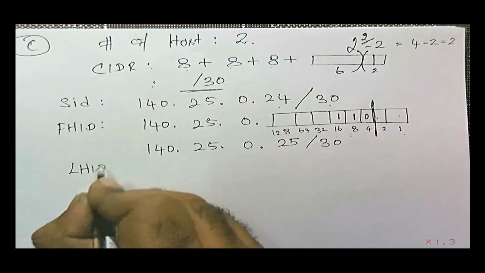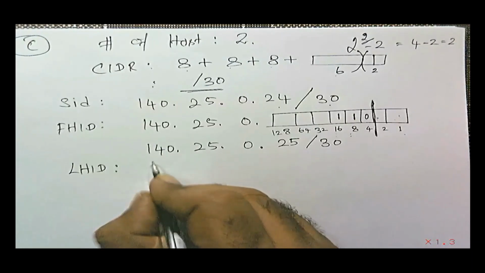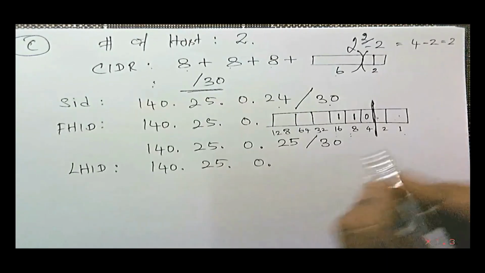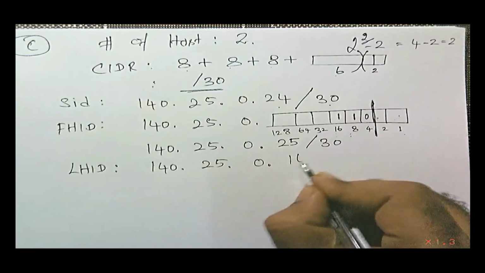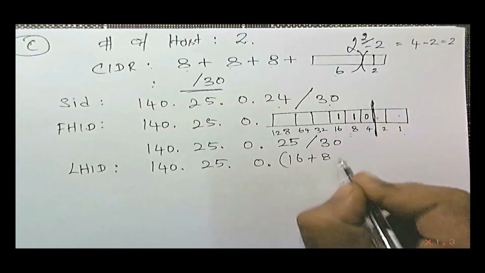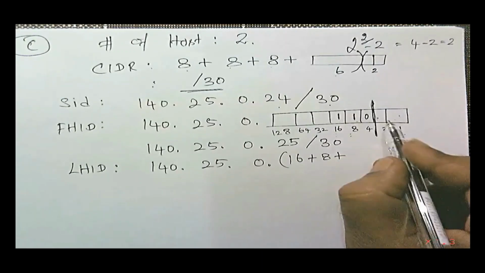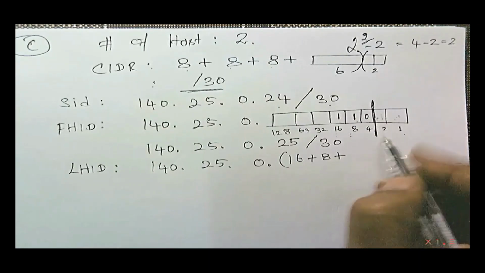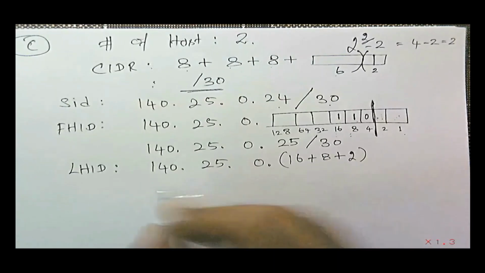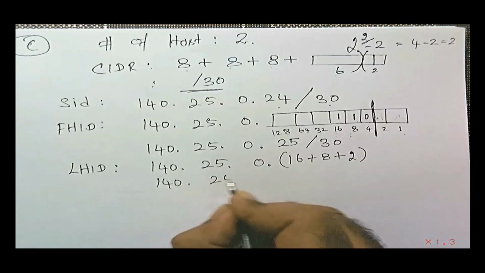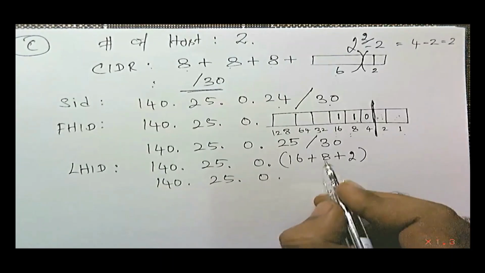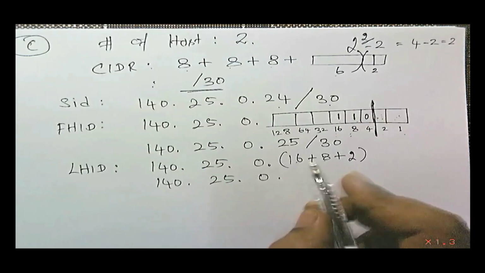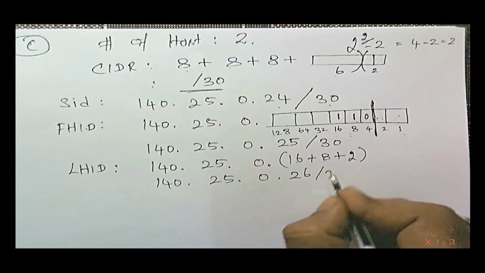Then what is the last host ID? Here 140.25.0, 16 plus 8 is already there. So we have to make everything 1 except the last bit 0. If you make 1 here, it is going to be 2, so 2 will be added. 24 plus 2 is 26. So this is going to be 140.25.0.26/30.